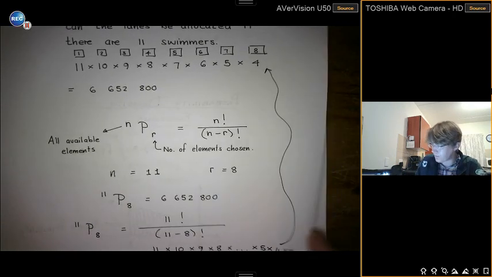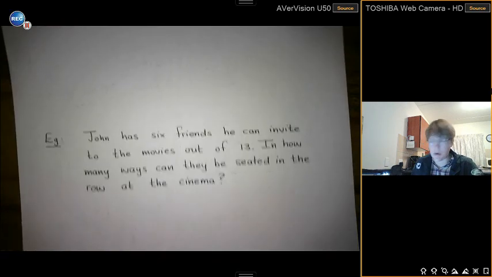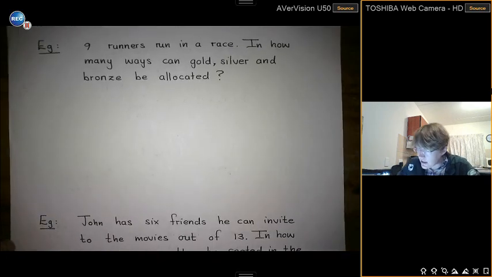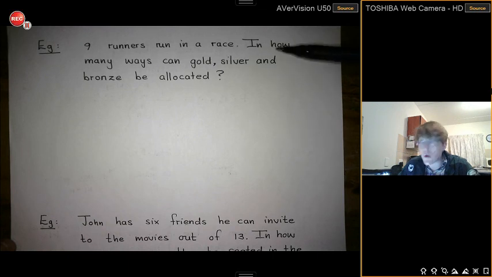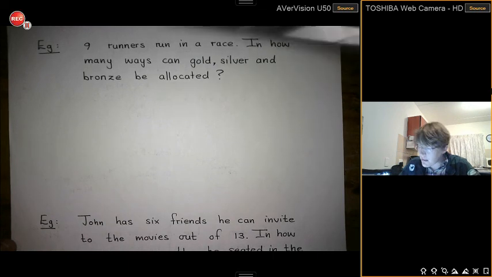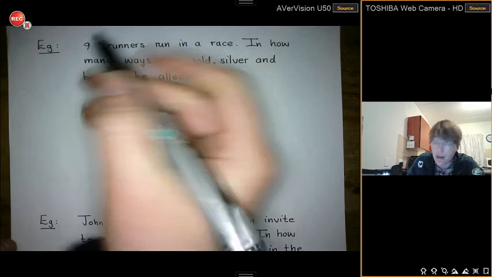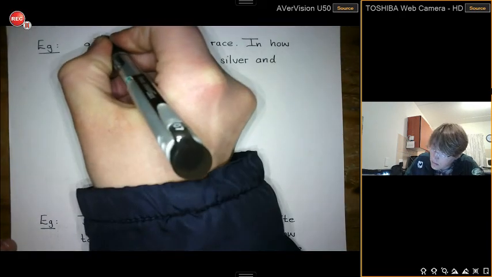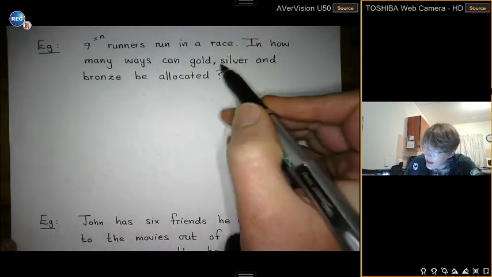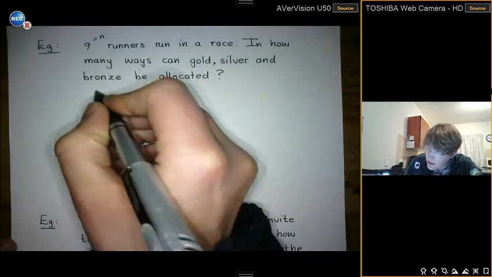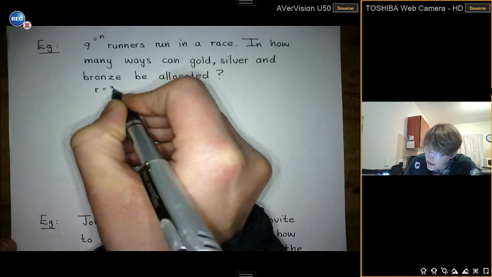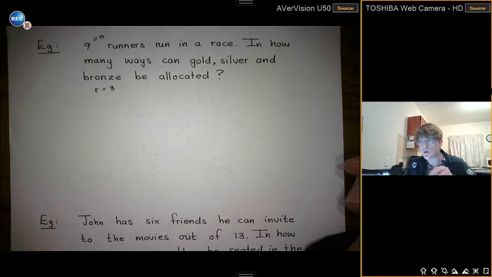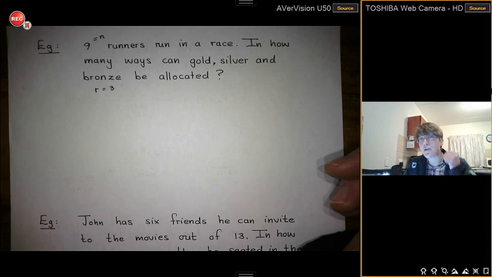Last little one. Oh, 2 actually. So the first one says, 9 runners run in a race. In how many ways can gold, silver, and bronze be allocated? So that means I have 9 runners available, so this is going to be my N. But I only want to allocate gold, silver, and bronze, which means I only want to allocate 3 spaces. I only want to choose 3 times.